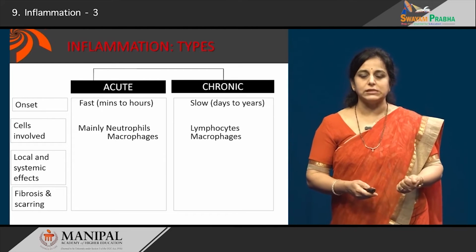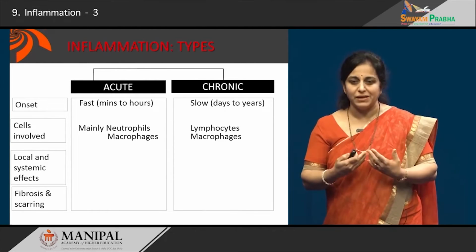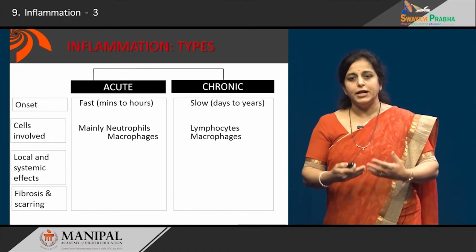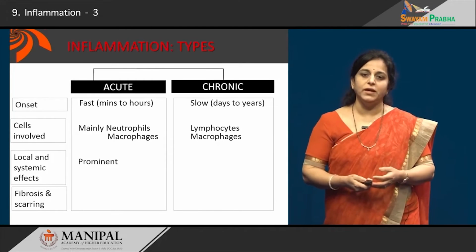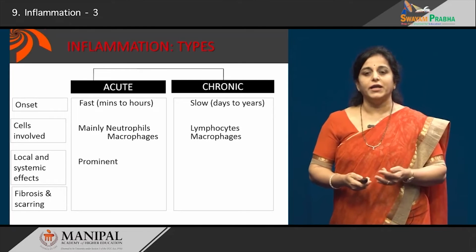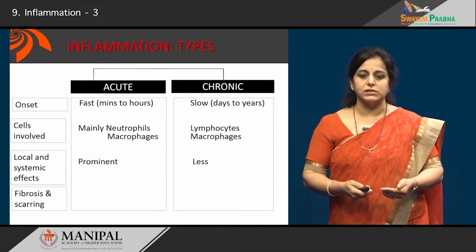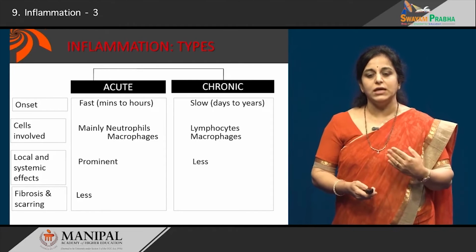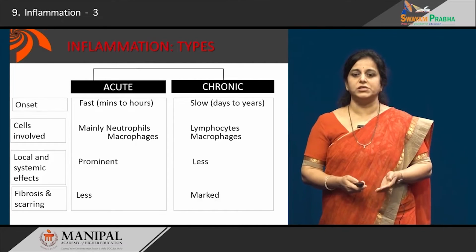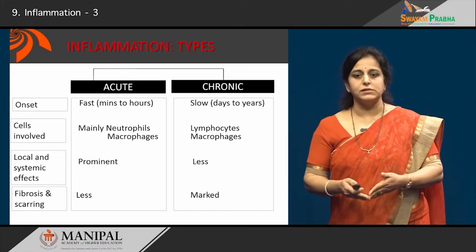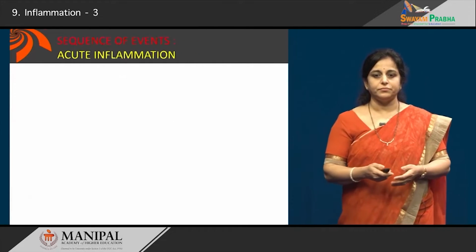Now, the local and systemic effects. When there is acute inflammation of a part of the body, for example a sore throat, in addition you have fever and other systemic signs which are prominent in acute inflammation, while in chronic inflammation it is much less. Fibrosis and scarring is a feature that you see in chronic inflammation, but it is far less in acute inflammation. So, these are the basic differences between acute and chronic inflammation.